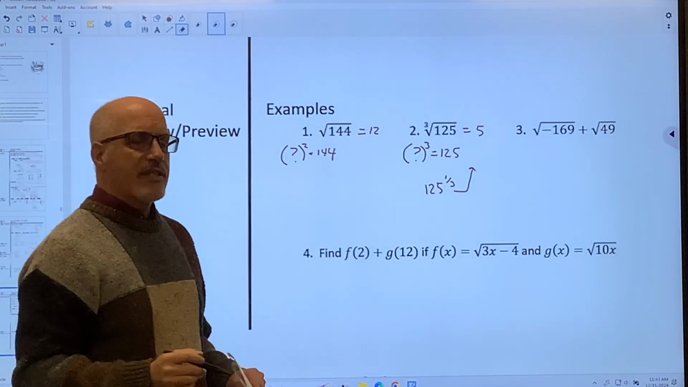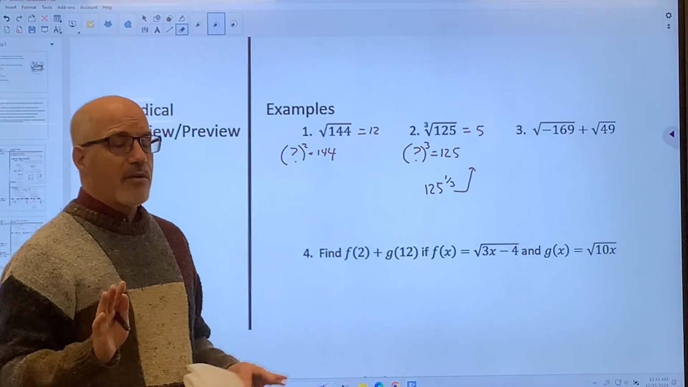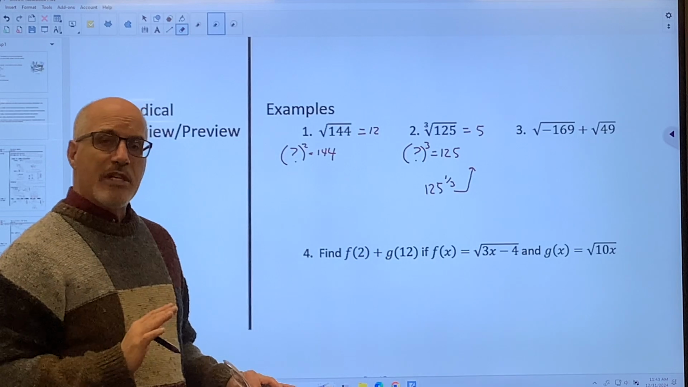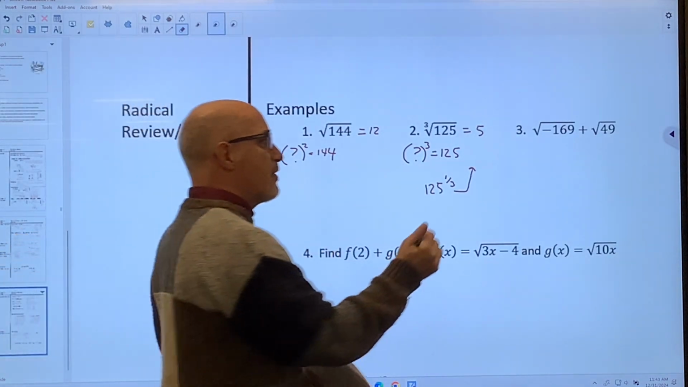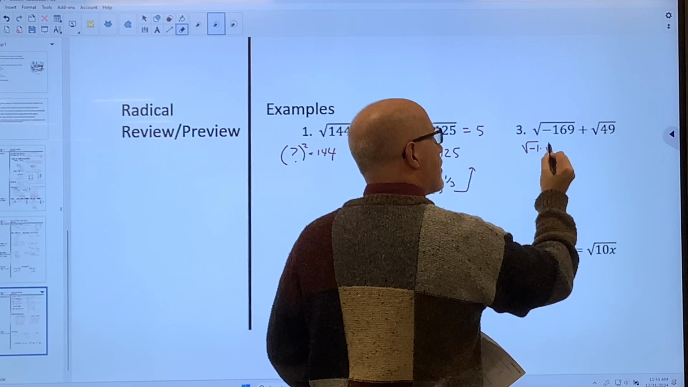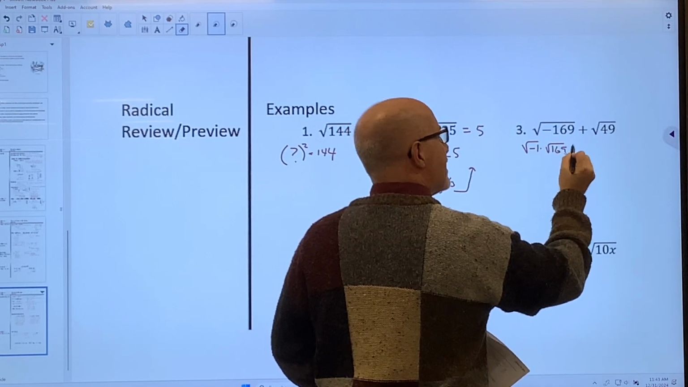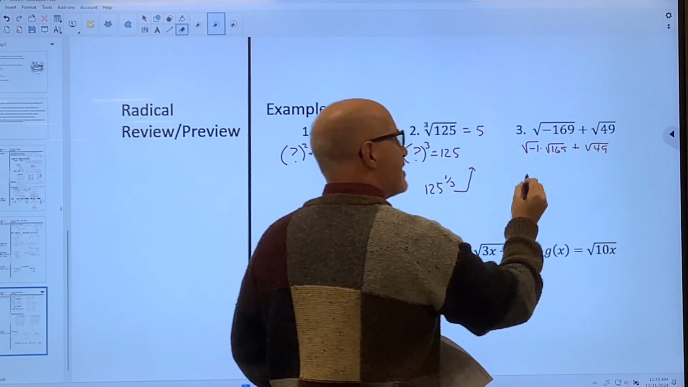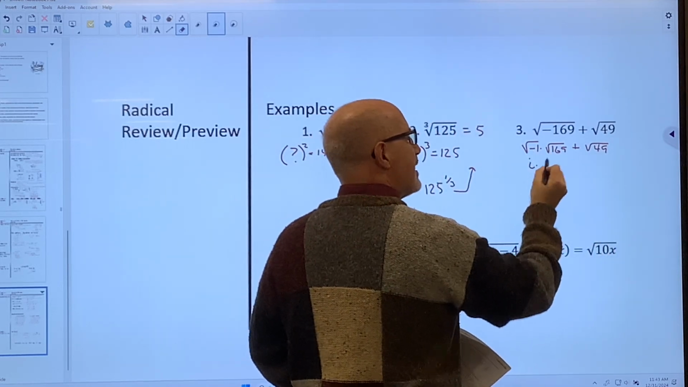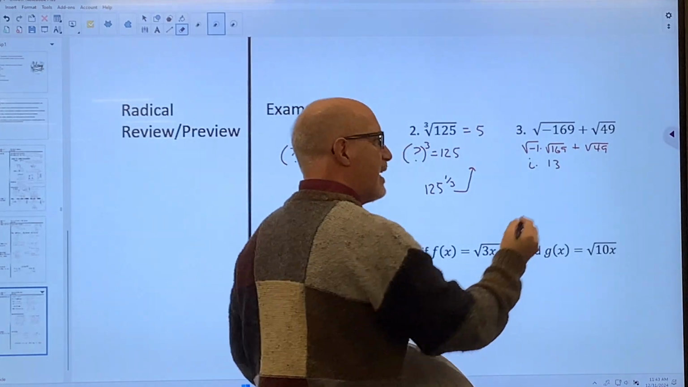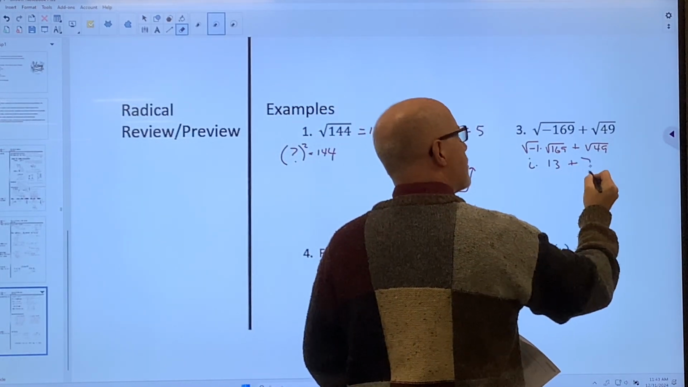You could do this on your calculator and you would get that 5 as an answer. Now let's go ahead and do this next one. As a reminder, review a little bit. When we get the square root of a negative, that means you've got to take the i out. You've got to separate this into square root of -1 times square root of 169 plus the square root of 49. Now let's do the square roots. This is equal to an i. This is equal to 13. 13 squared is equal to 169. And the square root of 49 is equal to 7.